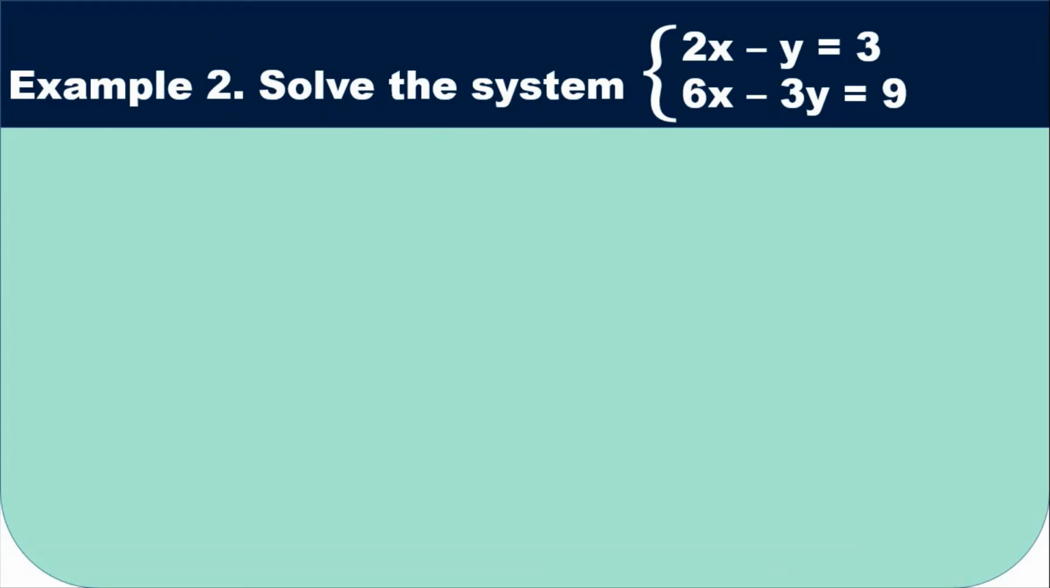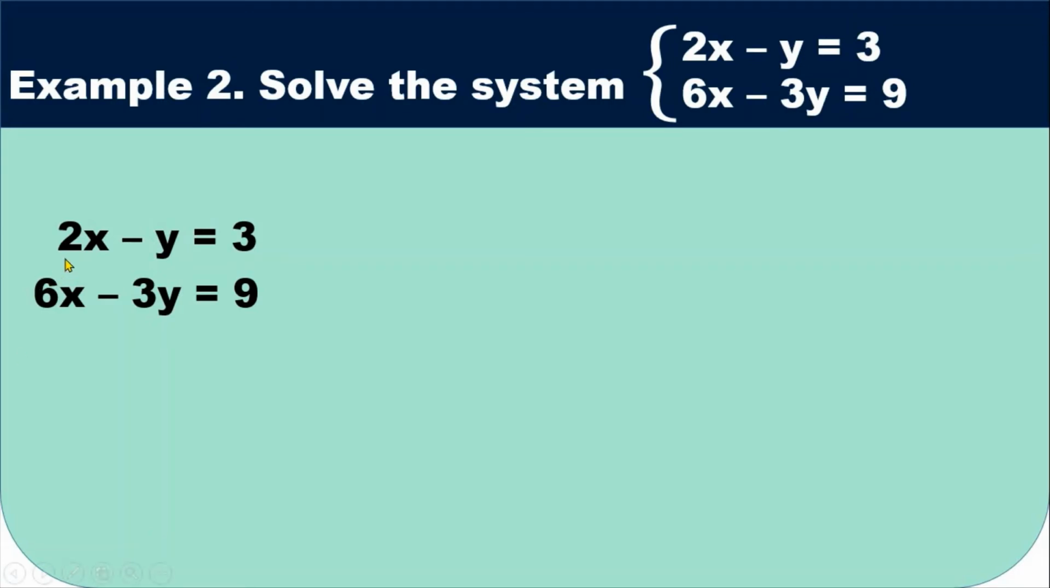Let's have another example. Solve the system 2x minus y equals 3, 6x minus 3y equals 9. We were given the two equations, and as you can see, the variable x doesn't have the same numerical coefficients. Also the variable y. So we cannot add or subtract the two equations yet to eliminate one of those.